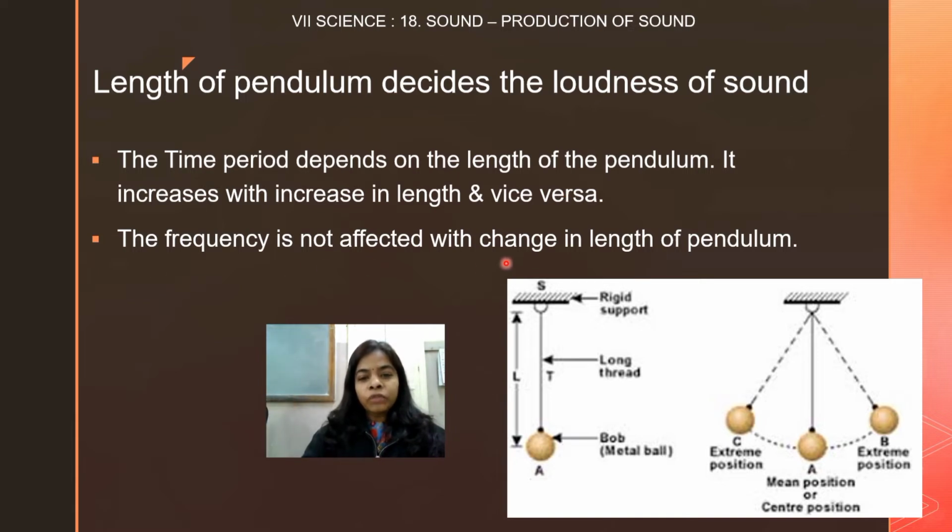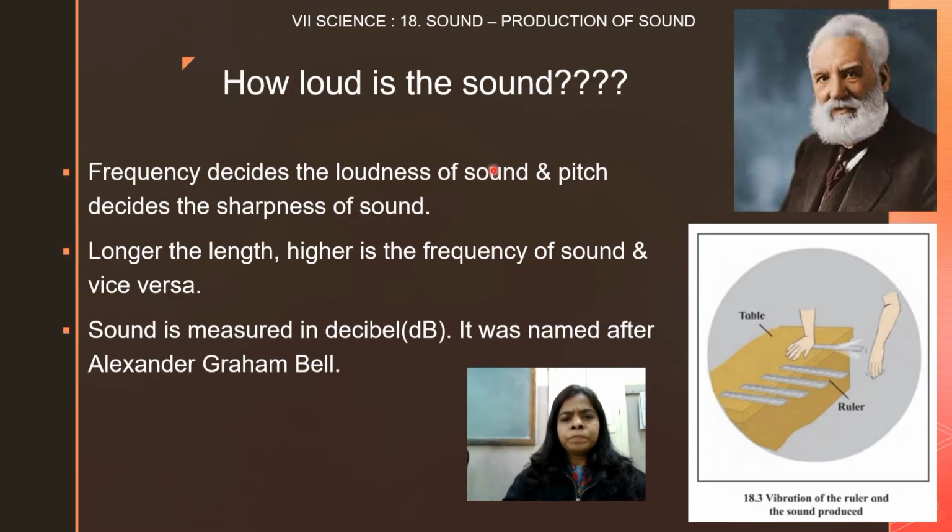The frequency is not affected with change in length of the pendulum. So see the rigid support, this is the thread and this is the metal bob which we call the pendulum. This is the length of the thread, the length of the pendulum. Now, how loud is the sound? What is going to decide whether the sound is going to be loud or low? Frequency decides the loudness of sound and pitch decides the sharpness of sound. Frequency means how the wave pattern is formed. Longer the length, higher is the frequency of sound, and vice versa.